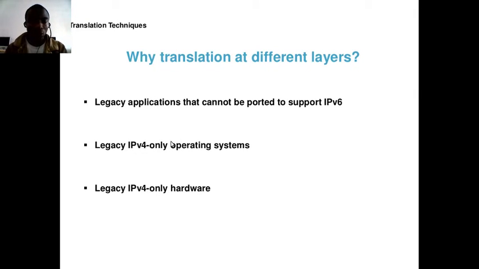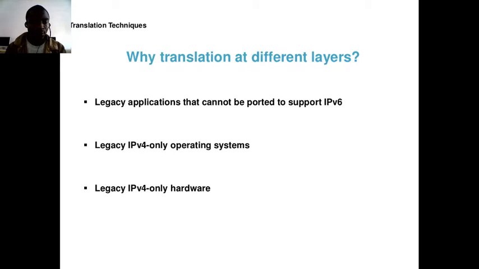The question that should run through your mind is, why do we have to do translation at different layers? We have quite a good number of reasons for that. The first reason is, you may have legacy applications that cannot be ported to support IPv6, so you need to do translation to translate maybe the IPv4 port numbers to IPv6. You also can have legacy operating systems, meaning operating systems that can only work for IPv4 networks but will not work for IPv6 networks. So you must be able to do translation at this level too.